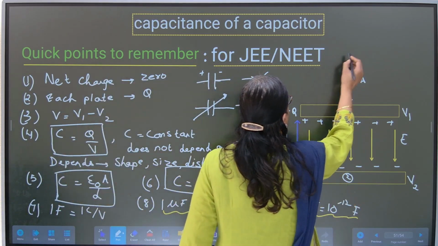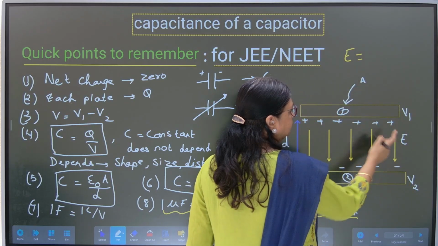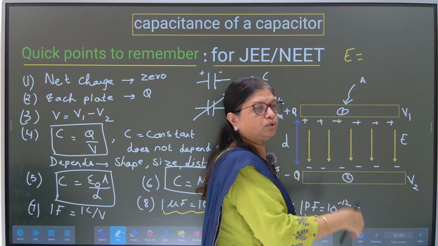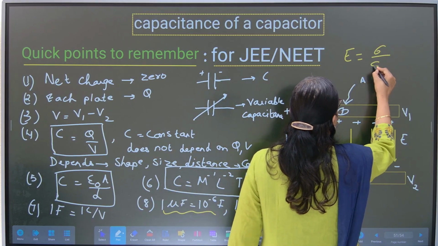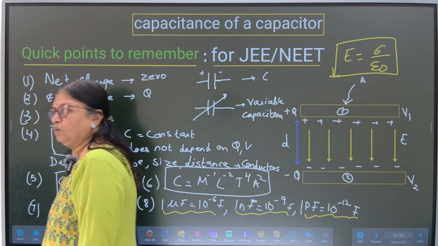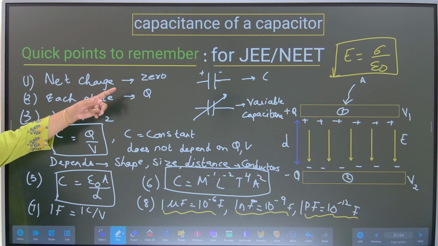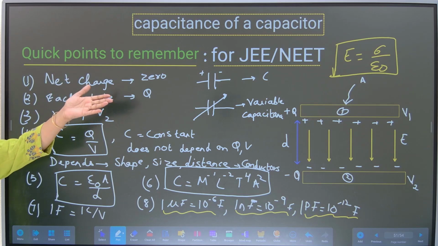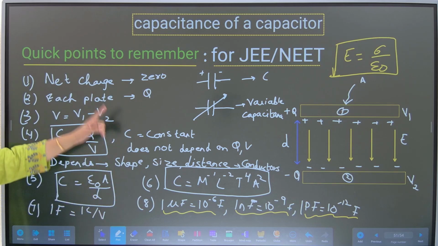One more formula you can remember is E, the electric field between these two plates. You can see the electric field here from the positively charged plate to the negatively charged plate, which is given as sigma upon epsilon naught. This also remember. So these are the quick points to be remembered for entrance exams like JEE and NEET; there are other entrance exams also based on this topic. So, quick revision for capacitance of a capacitor. After this we shall move to the next page.